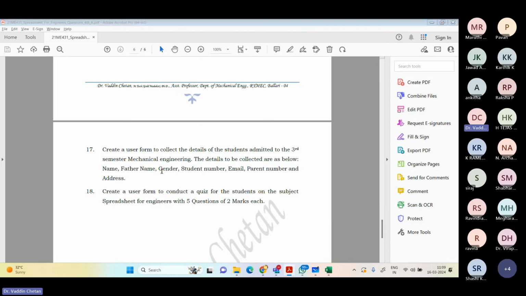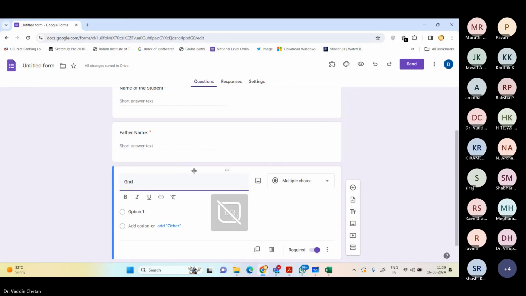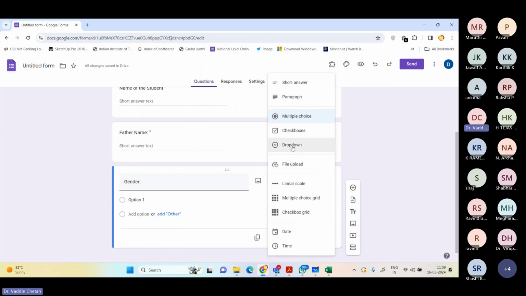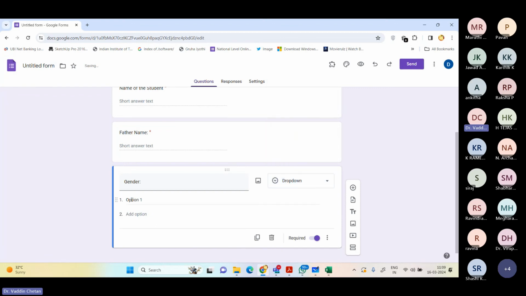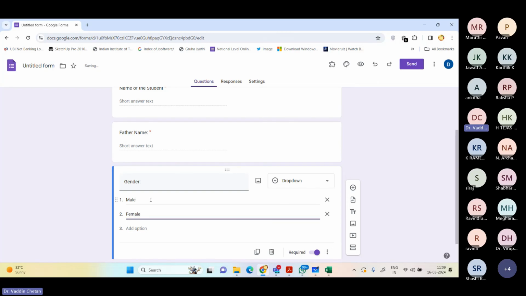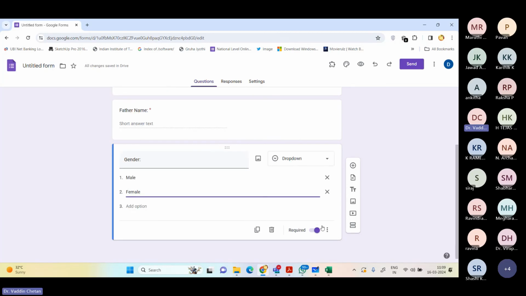Third question is gender, right? In gender, you will be having an option, but rather than option, I will select the drop down. That means the first drop down will be male, second drop down I am making it to be female, and I am making it to be mandatory. Add a next question.